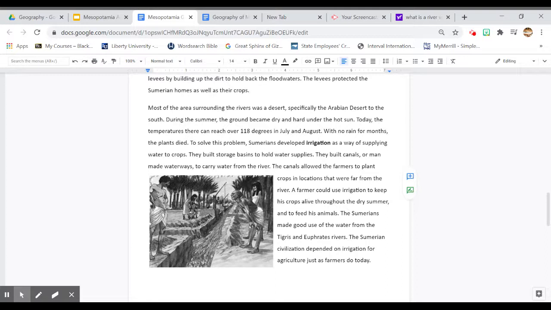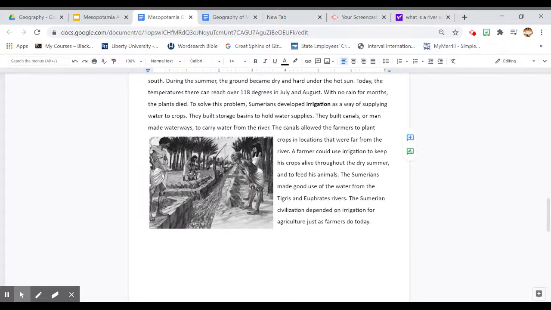Most of the area surrounding the rivers was a desert, specifically the Arabian Desert to the south, which you labeled on your map. During the summer, the ground became dry and hard under the hot sun. Today, the temperatures there can reach over 118 degrees in July and August. With no rain for months, the plants died.